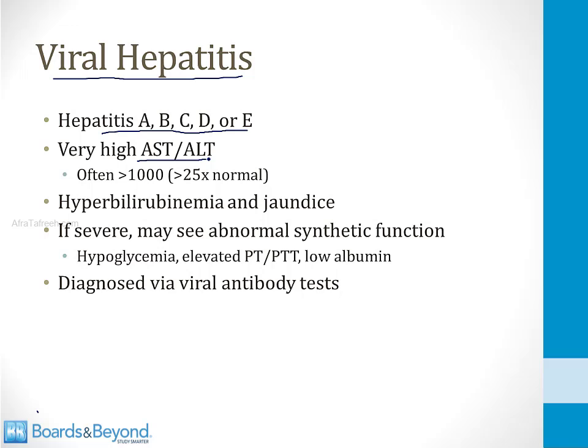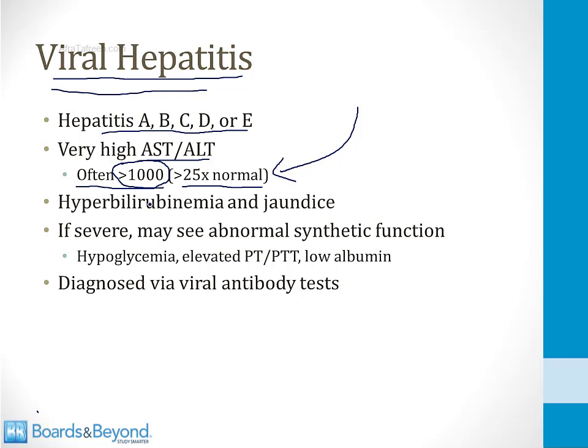A normal AST or ALT level is about 50. In viral hepatitis, these levels can get over 1,000 or more than 25 times normal. There are a small number of disorders that do this, so when you see liver function tests in the 1,000, you know it's only one of a couple of things, and one of those things is viral hepatitis.